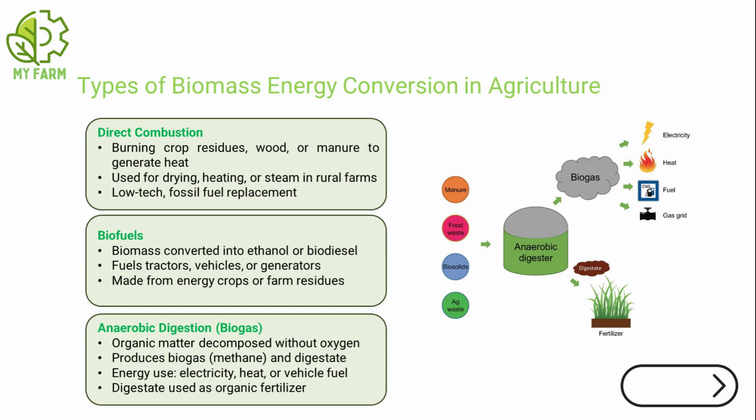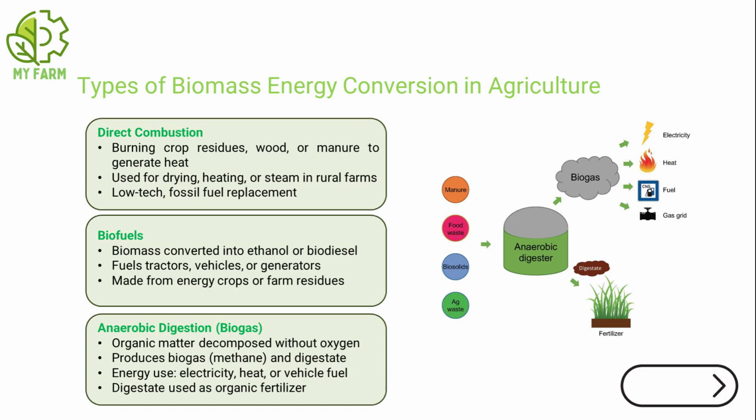This method is particularly suitable for rural or off-grid farms where biomass is abundant and easily accessible. One of its primary advantages is that it requires minimal technological infrastructure and provides immediate heat, making it a cost-effective alternative to fossil fuels such as diesel or natural gas.